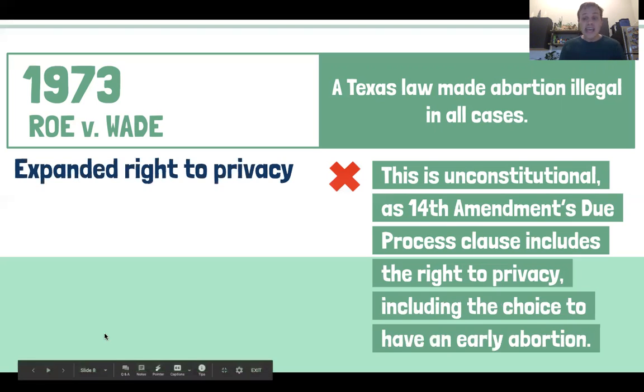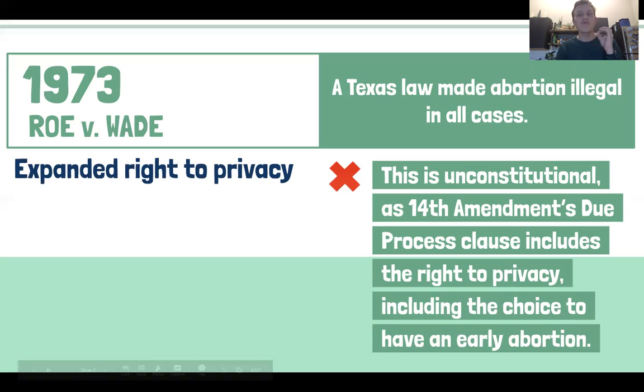Now, what this did was it expanded the right to privacy. When you look at this idea of the right to privacy, as I mentioned, it was ruled on previously. What does the right to privacy really mean? Well, the right to privacy is very simple. It's the idea that you have the right to be left alone by the government. And so in this case, the Supreme Court ruled that if you're getting an abortion early on in a pregnancy, the government has to leave you alone with that.